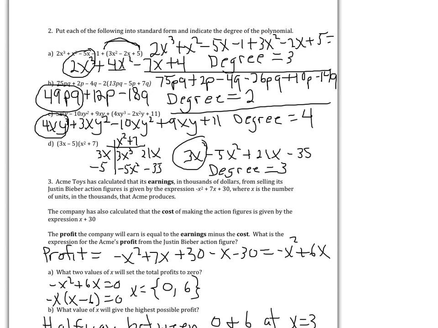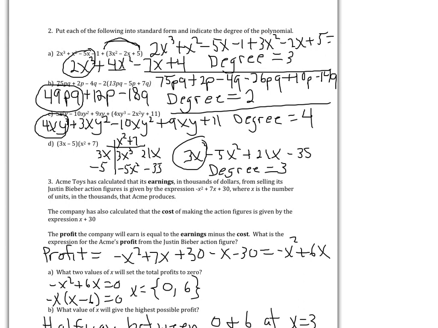For b, we have to be a little more careful because here we are subtracting 2 times whatever is in this parentheses. So we end up with 75pq plus 2p minus 4q minus 26pq plus 10p, because we have negative 2 times negative 5p. We have negative 2 times positive 7q, which gives us minus 14q. When all combined, we get 49pq plus 12p minus 18q, and the degree is 2 because the highest degree term is the 49pq. We have a p to the first and a q to the first. That gives us a degree of 2.